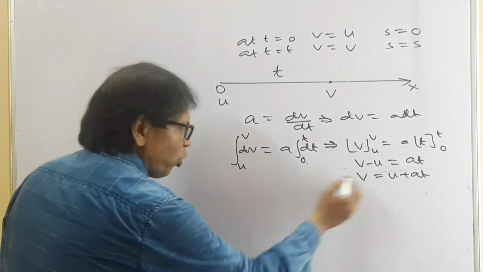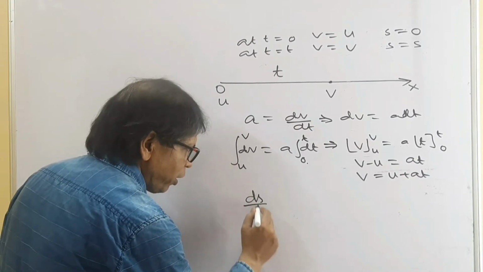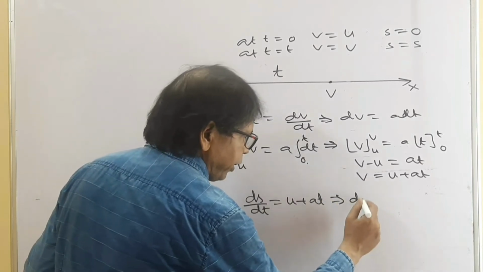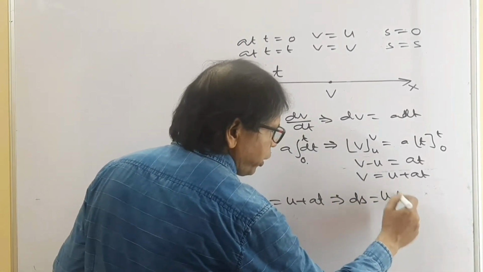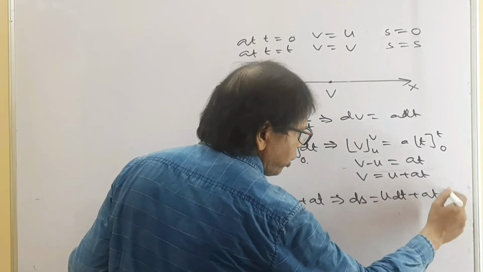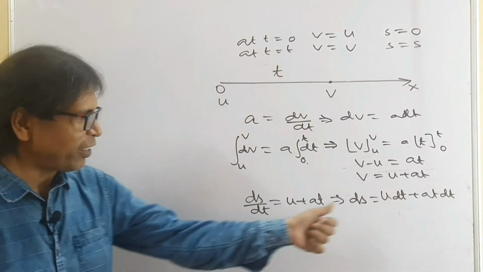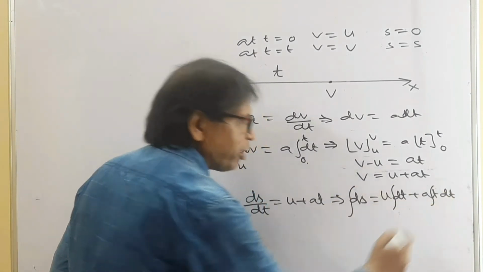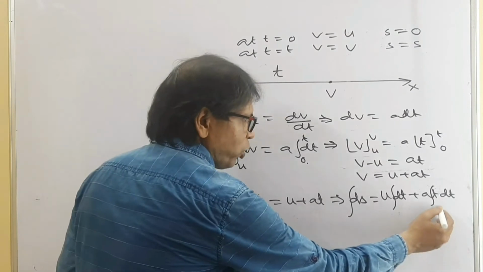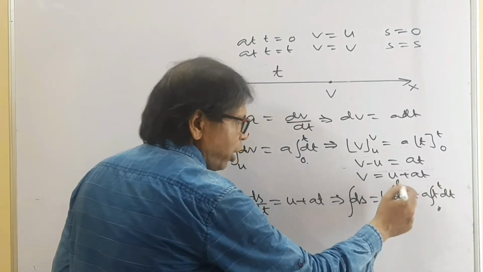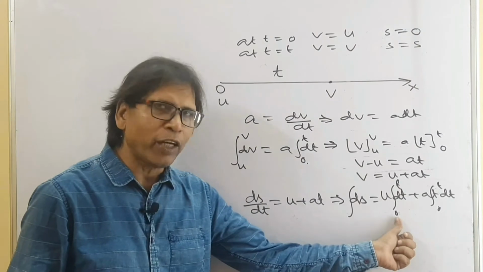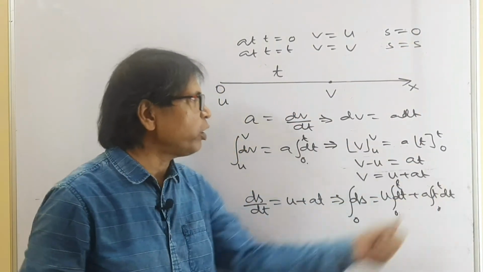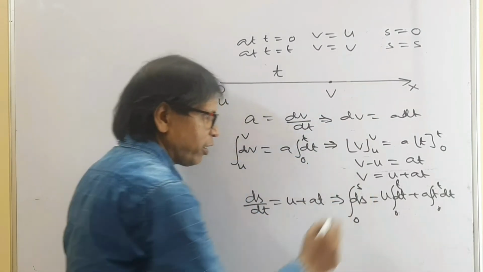Look at this, we know v equals ds by dt. Okay, so this is u plus at. Now from this condition, ds equals u dt plus at dt. Okay, now integrating. What is the limit? This is 0 to t, and this is 0 to t. Now when t equals 0, s is also 0. So this is 0. When t equals t, s equals s. This is the s. Okay.